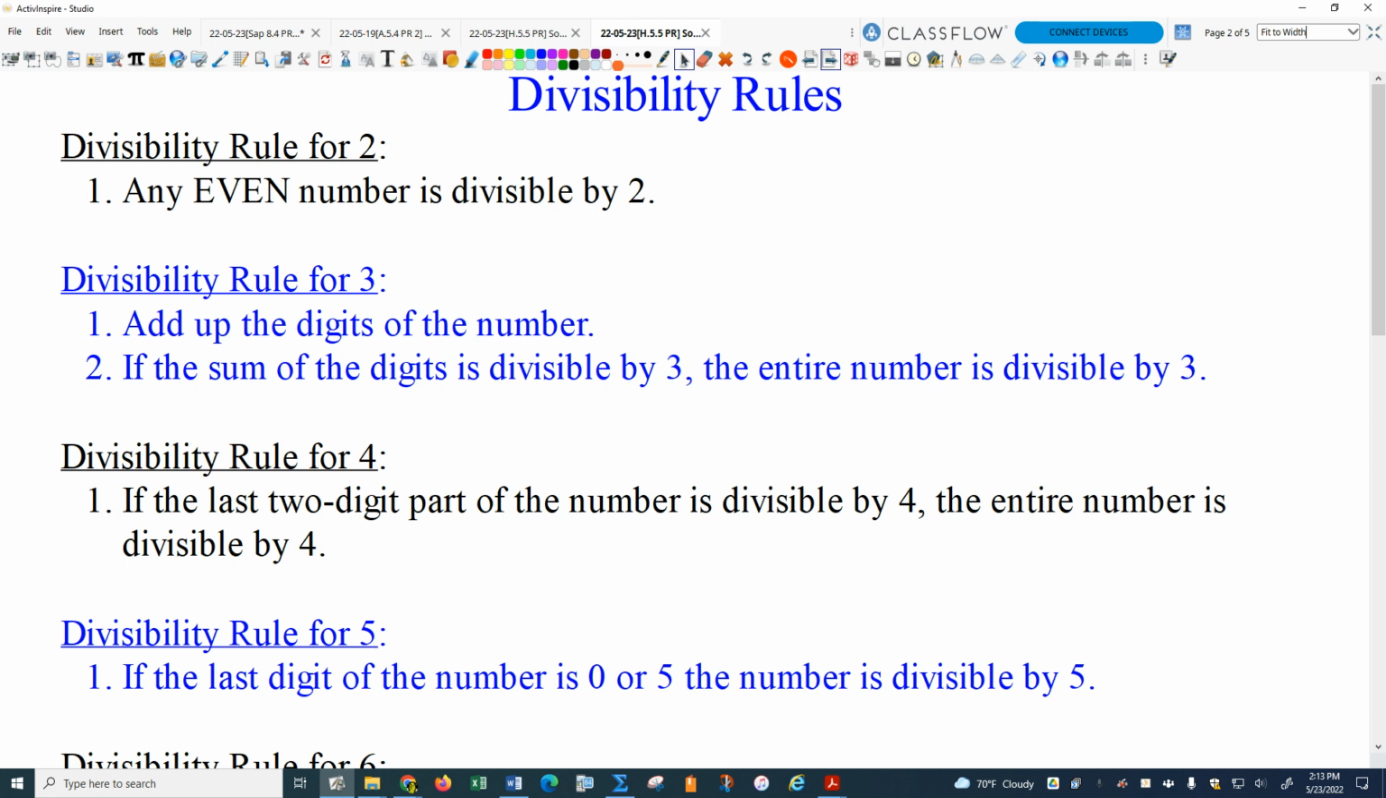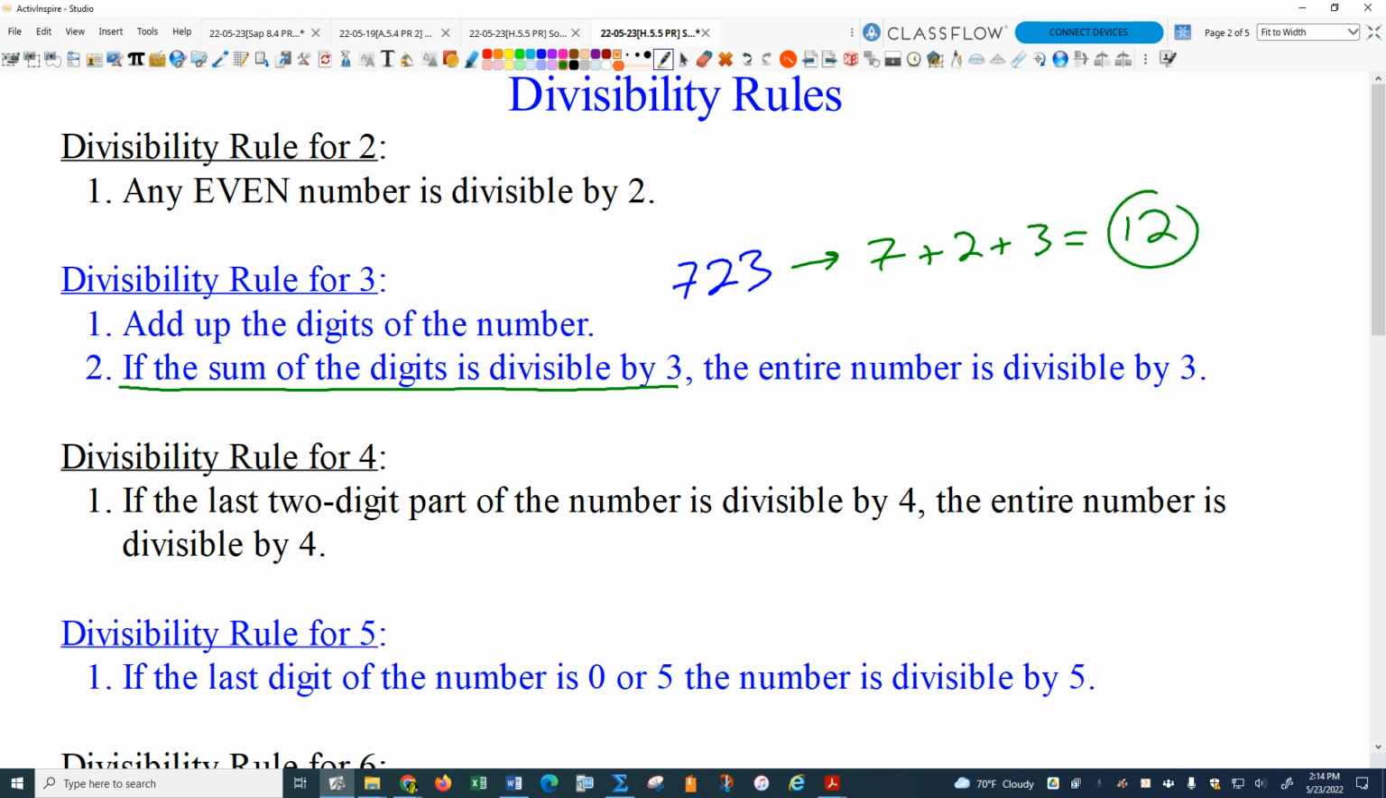So, for example, just in case you're not, if I take the number 723, if the sum of the digits is divisible by 3, then the big number is. So, for example, 7 plus 2 plus 3 is 12, which is divisible by 3, so the whole number is, okay?